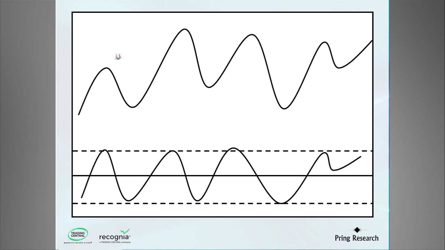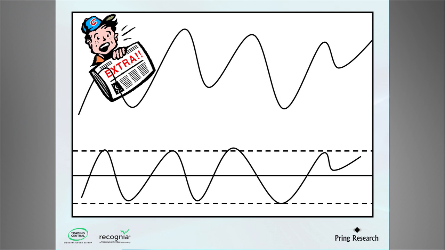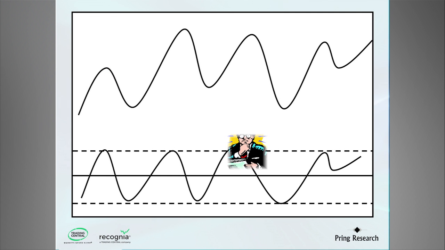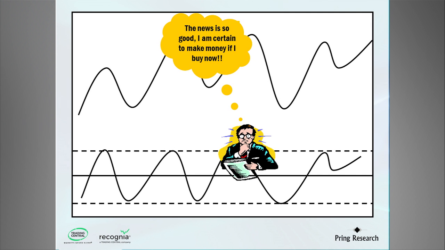Here's a newspaper boy, and he's bringing some pretty good news. The guy reading the newspaper is saying to himself that the news is so good, I'm certain to make money if I buy now. Unfortunately, that's exactly the time when the price is overbought. What has happened is that the market, in the form of more informed market participants, has already anticipated the good news, and this has been factored into the price. So when the good news is widely disseminated, they start looking for someone to sell to, and that's our guy reading the newspaper. It's not that he's dumb, it's merely that he's the last to get the news.